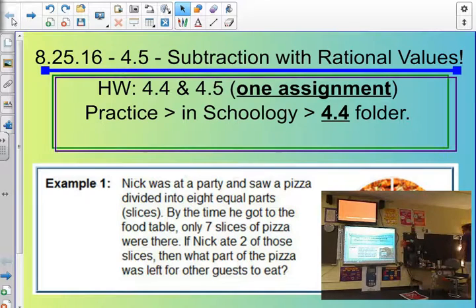So if we think about this problem, Nick goes to a party, and Nick notices that the pizza is divided into 8 equal sections.